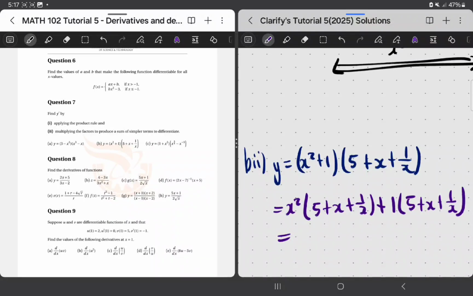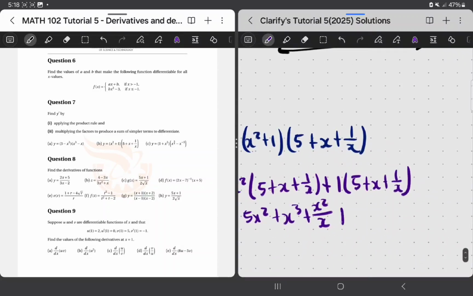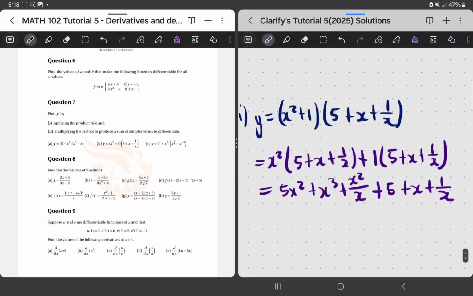Which is going to be x squared times 5, which is 5x squared. x squared times x is x to the 3. Then plus x squared times 1 over x is x squared all over x, because x squared is a whole number, it just multiplies the top. The bottom never changes. Then plus 1 times 5 is 5, 1 times x is x, plus 1 times 1 over x is just 1 over x. So it's 5 plus x plus 1 over x. Nothing changes on the second.